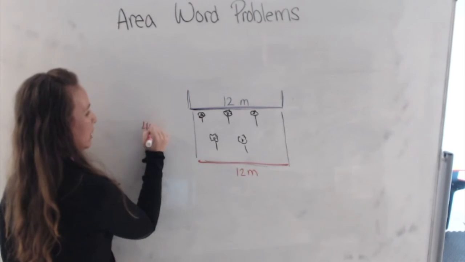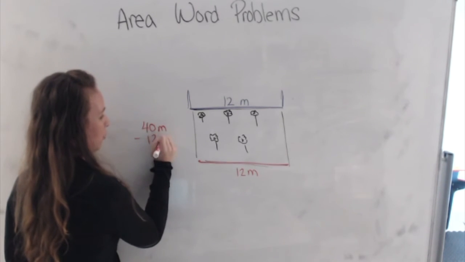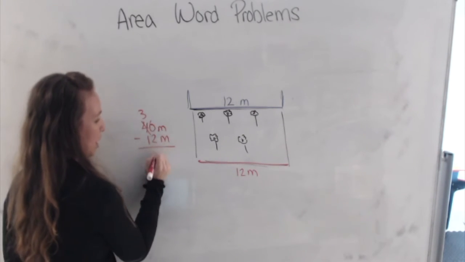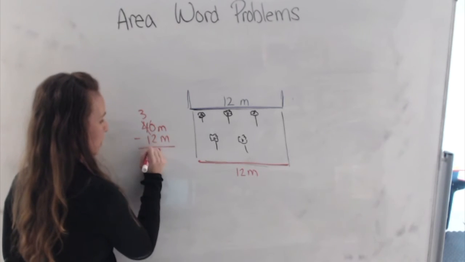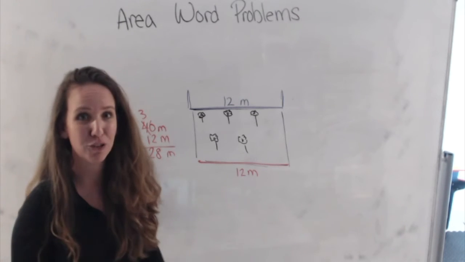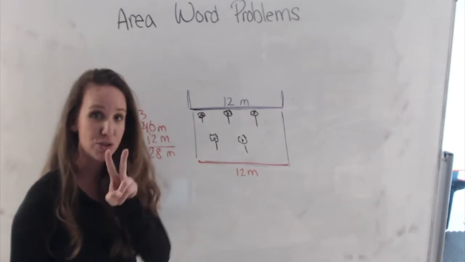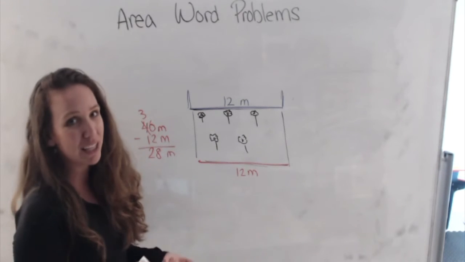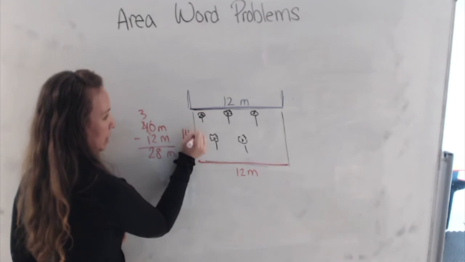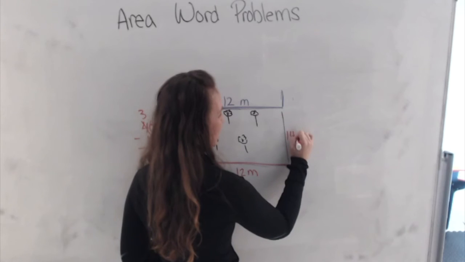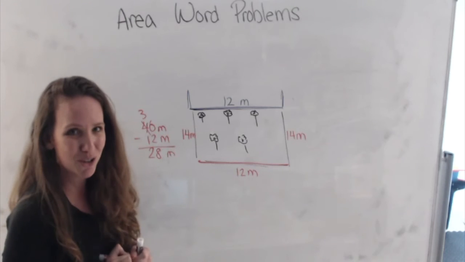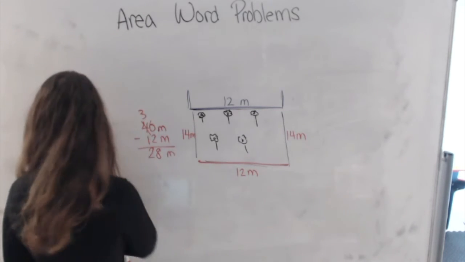So let's do 40 meters minus 12 meters. And that gives me, well, I have to regroup. So 10 minus 2 is 8, and 3 minus 1 is 2, 28 meters. So I have 28 meters of fence for two sides, not one. So they have to be equal because it's a rectangle, so let's cut that in half. So this would be 14 meters, and this side is 14 meters. Well, obviously I didn't draw my picture very well to scale, but that's okay. So now, let's erase.